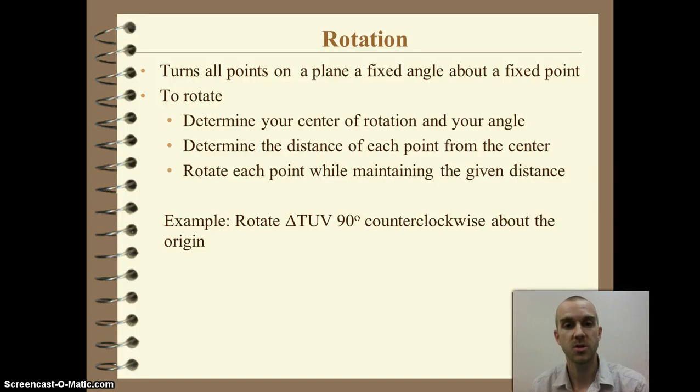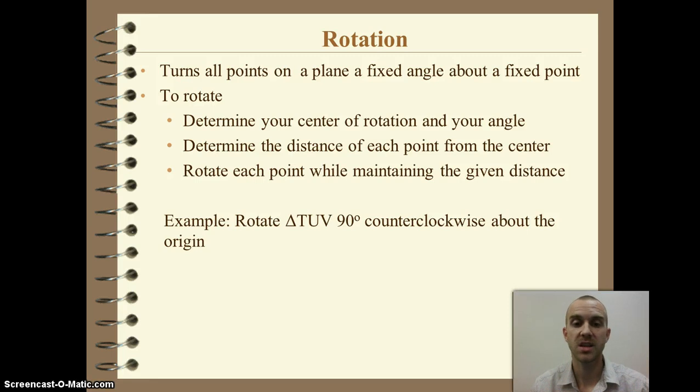Another transformation we'll deal with is the rotation. Rotation turns all points in a plane a fixed angle about a fixed point. So we need to know the center of rotation and the angle at which we want to rotate. Also, we need to know the distance of each point from the center, so that as we rotate the points, we maintain that given distance.